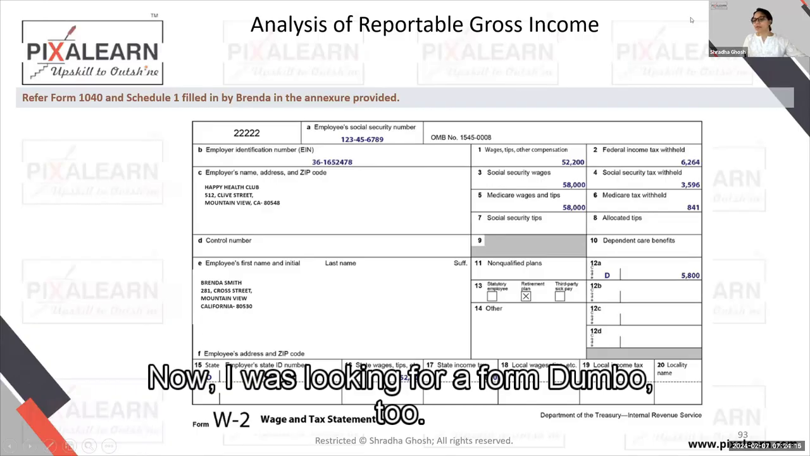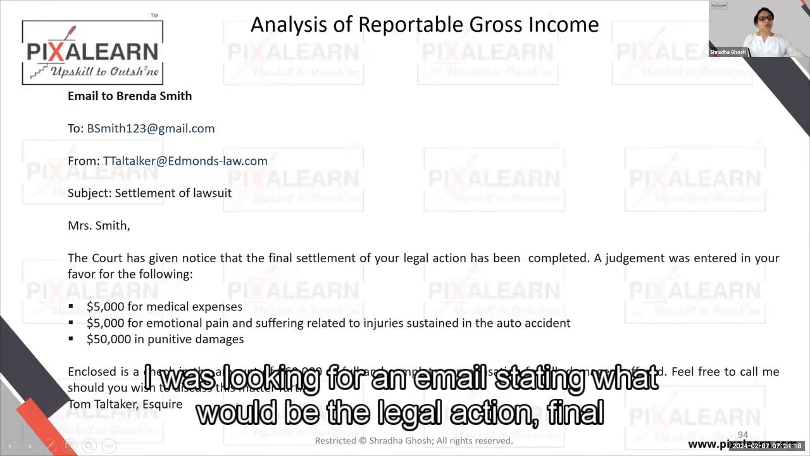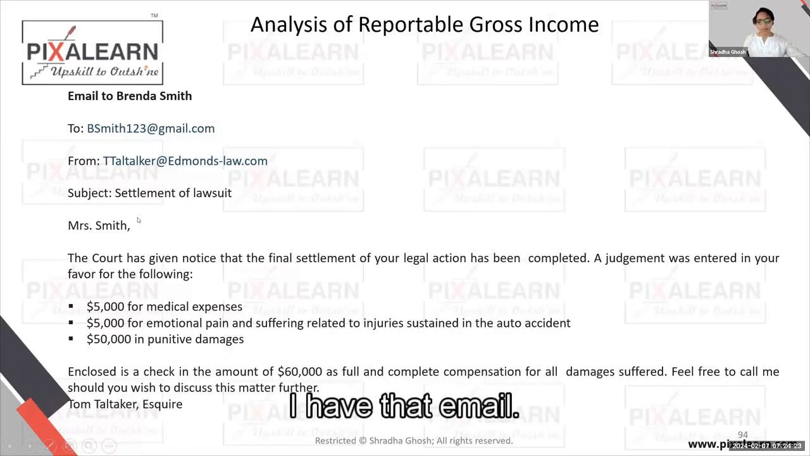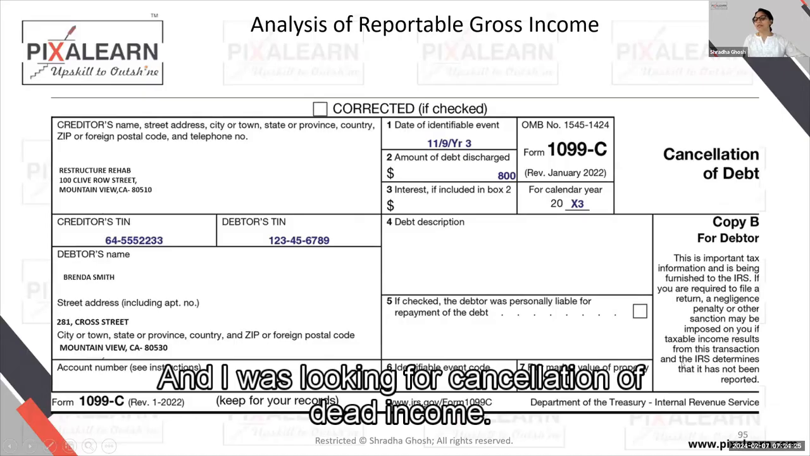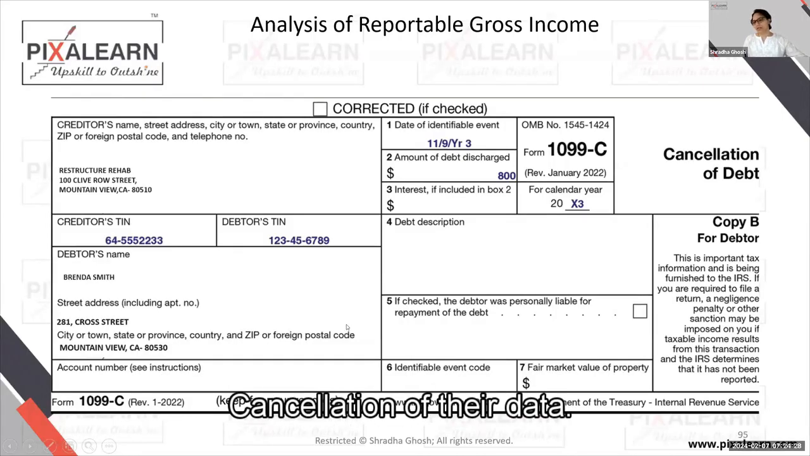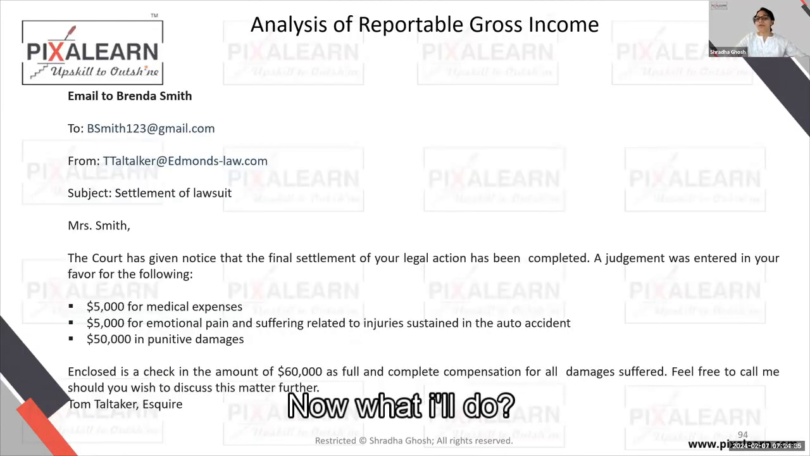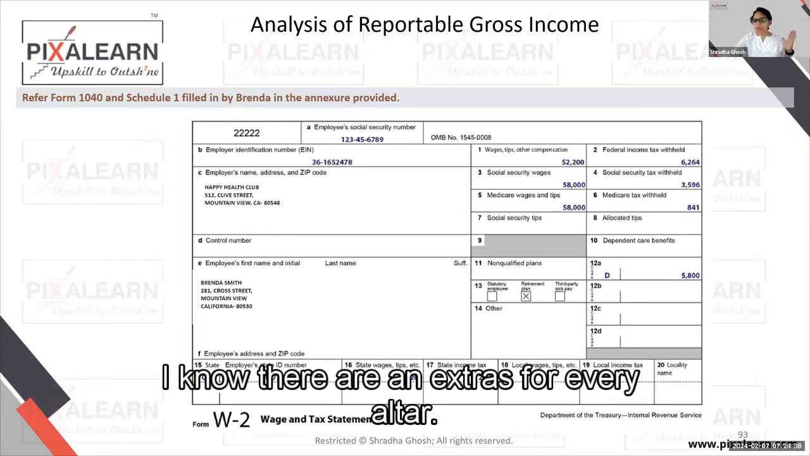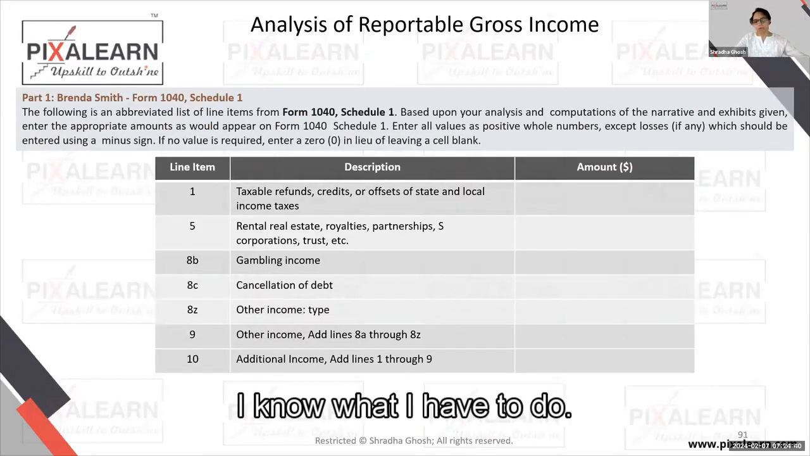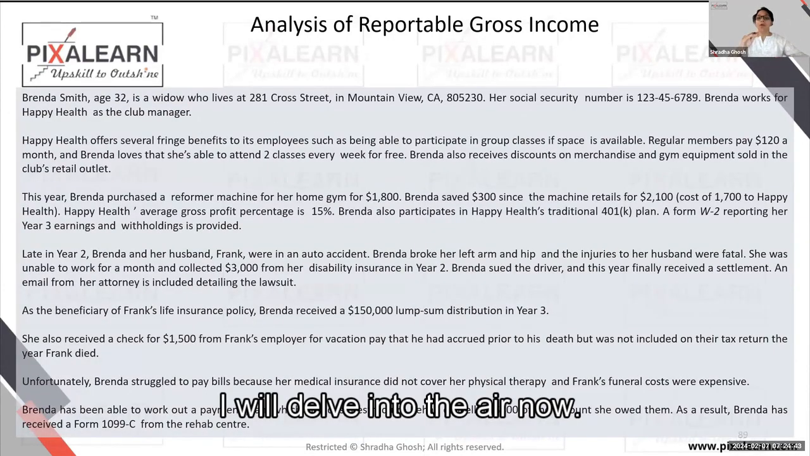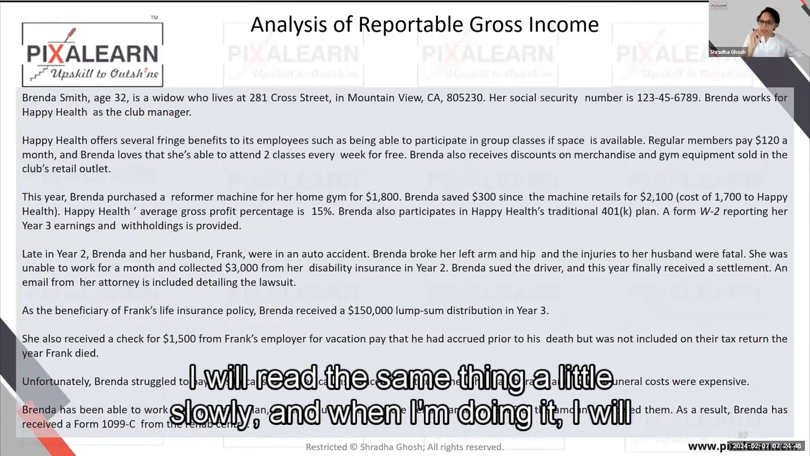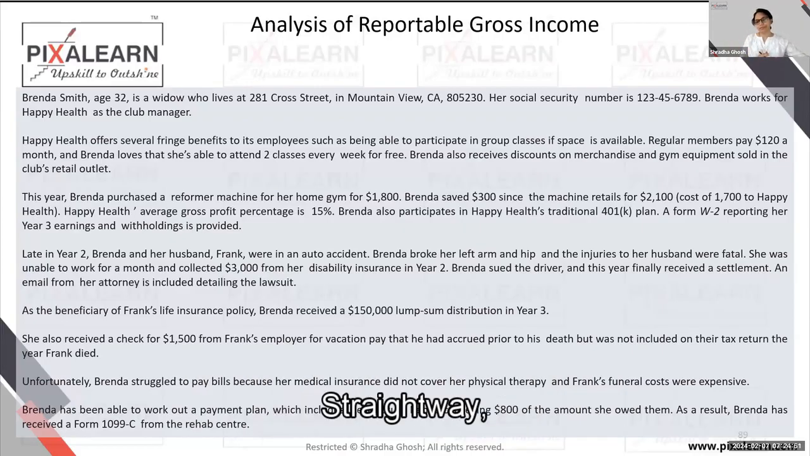Now I was looking for a form W2. I see that's there. I was looking for an email stating what would be the legal action final settlement. I have that email. And I was looking for cancellation of debt income. I have that cancellation of debt details. That's it. So I know all the data. Okay. I know everything. Now what I'll do, I know there are annexures for every item. I know what I have to do. I will delve into the area. Now I will read the same thing a little slowly. And when I'm doing it, I will solve the questions straight away.